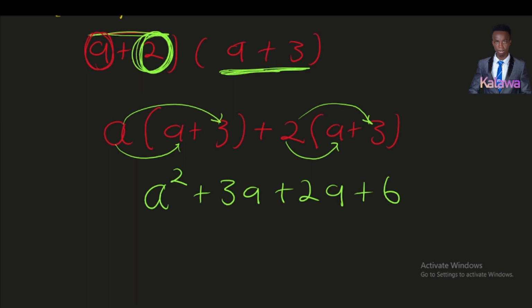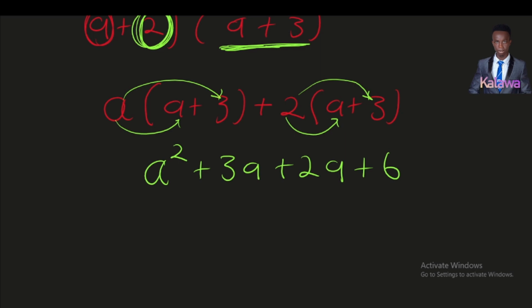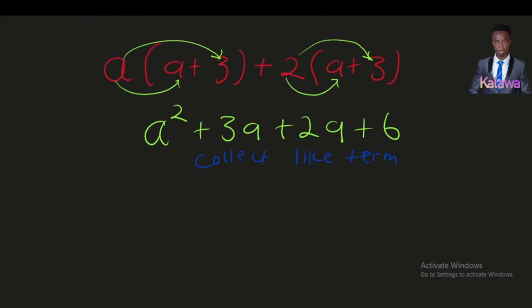6. So now we ask ourselves, do we need to collect like terms here? I guess yes, there are like terms. So we collect like terms. If we collect like terms, you can see that we have a squared, plus these two are like terms, 3a plus 2a. This is what we refer to as like terms. And then what is left is plus 6.